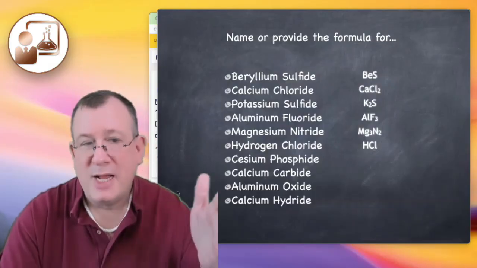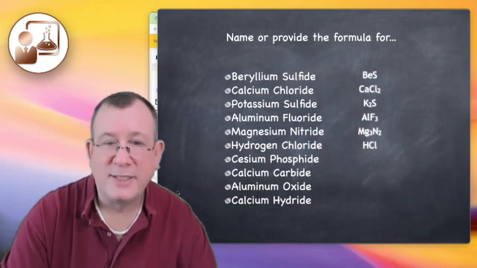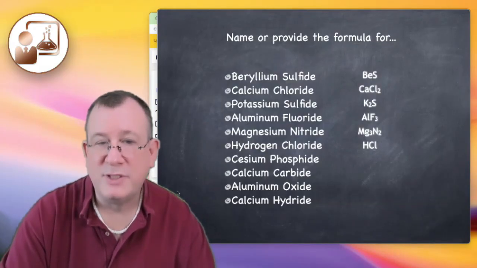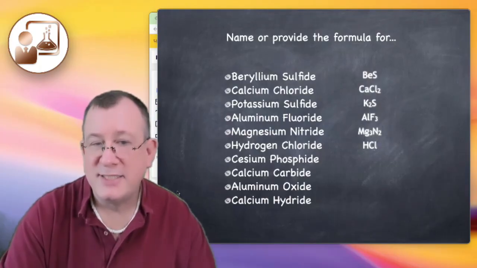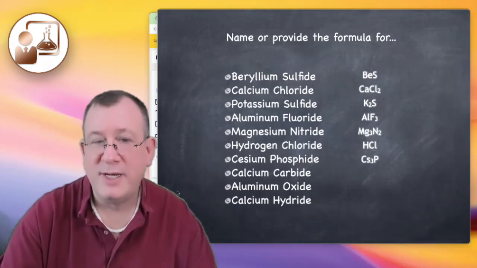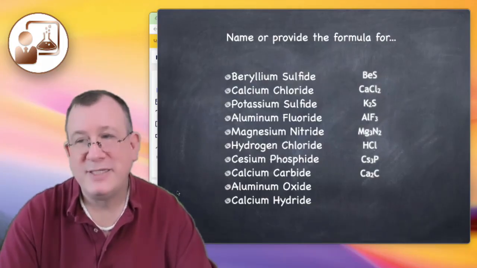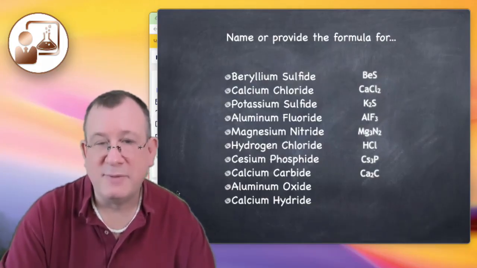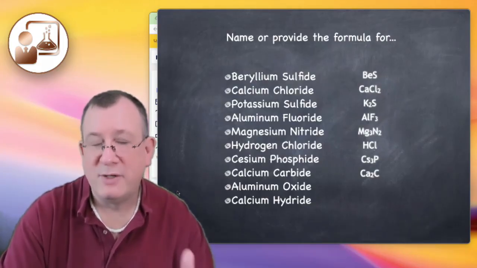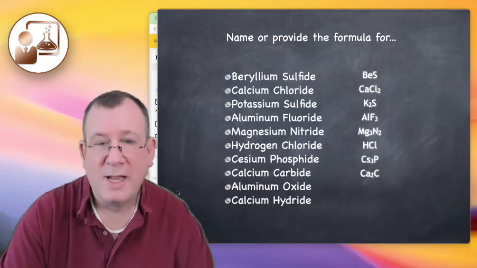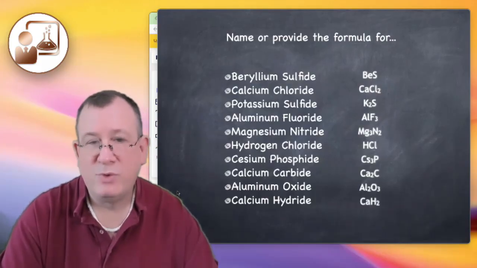All right. So there are some more here you can practice. Cesium phosphide is going to be Cs3P. Calcium carbide is going to be 2 calciums to balance out a 4- on carbon. Although carbon doesn't form these ionic compounds the same way. It tends to form more covalent compounds. We'll talk about those in a minute. But there are some more there to practice.